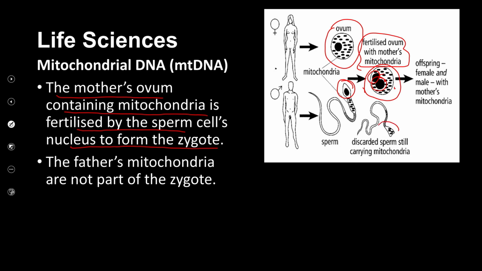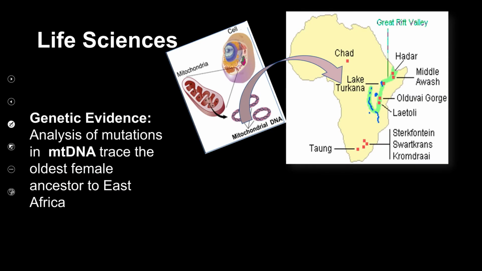And here you can see, we know that the mitochondria are situated in the neck region of the sperm, and that part is discarded. It does not fuse with the ovum. So that is why we know that the mitochondria come from the mother's body, or her cells. The father's mitochondria are not part of the zygote.